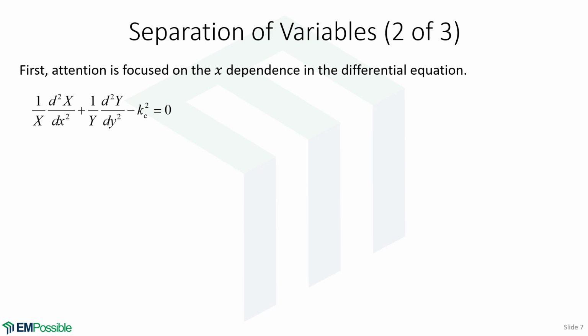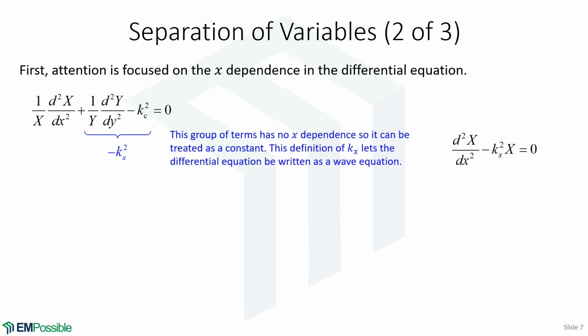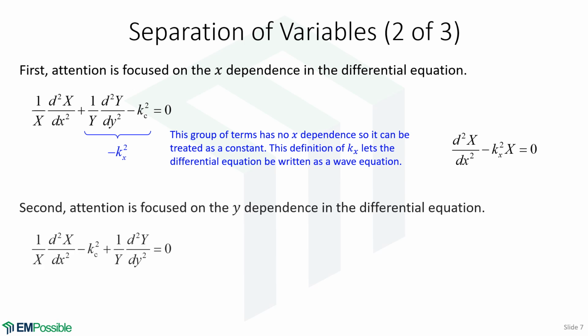So here's our new equation with X and Y. Let's first think about the x dependence in this differential equation. Everything that depends on x is in this first group of terms. That means in terms of dependence on x, all of these other terms are a constant. So let's call that group of terms minus kx squared. We chose minus kx squared because our differential equation now becomes a one-dimensional wave equation that's easily solved.